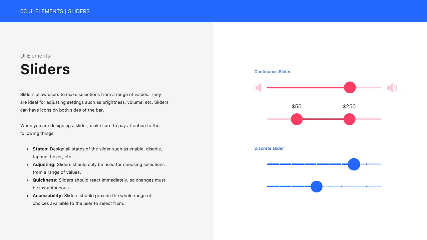If you look at the picture on the right side, you can see that we have two different sliders. The first one is continuous slider. And as you can see in this kind of slider, you can modify it continuously and without any interruption. On the other hand, in the second type of sliders, which is discrete slider, you cannot modify it without any interruption. There are some fixed points that the user can choose from.